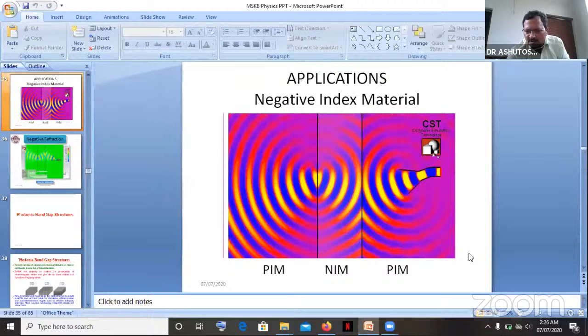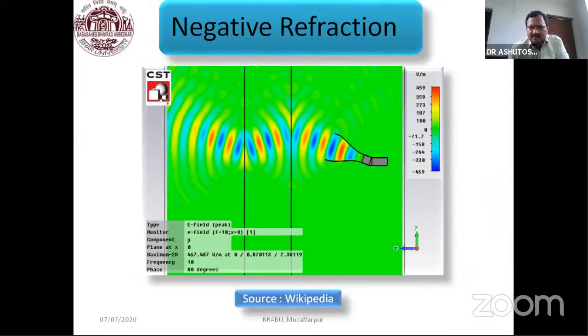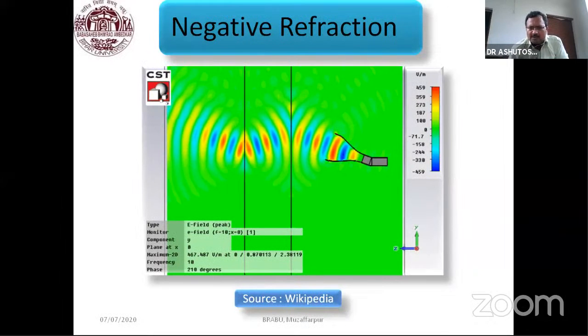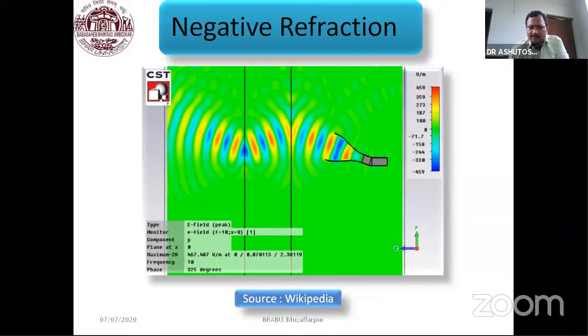So I think I'm audible now. Yes, sir. This can be realized with these pictures, showing how this negative index medium behaves.